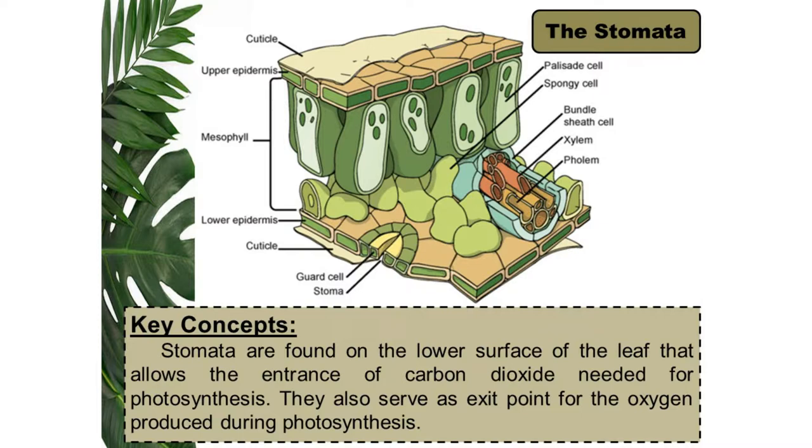This time, I want you to grab your ball pen and your notebook and take note of these important details. Stomata are found on the lower surface of the leaf that allows the entrance of carbon dioxide needed for photosynthesis. They also serve as exit point for the oxygen produced during photosynthesis. We also have here an illustration of how a stomata looks like.